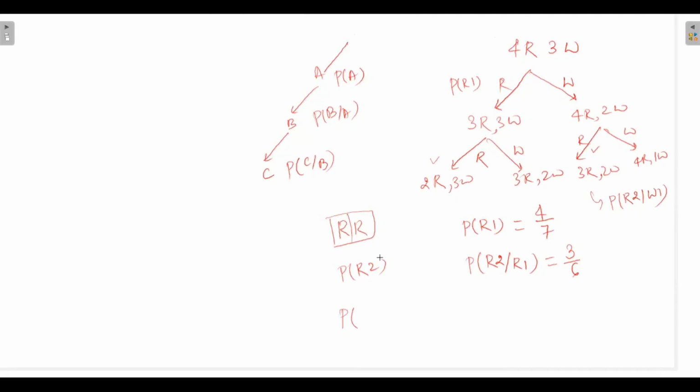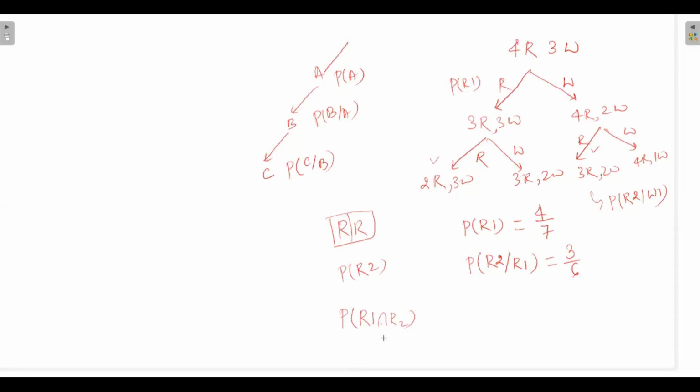So what was the probability? R1 is the probability of drawing the first ball as red. I want R1 also and then R2 also. So this is what I want. So what was R1? Probability of drawing a first red. What is R2? Probability of drawing a second ball as red. And what is R1 intersection R2? That both is what we are wanting.